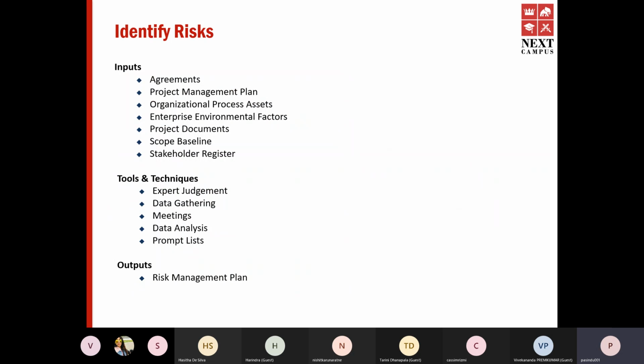Tools, again, for the inputs, it's pretty much the same thing. The only things we have as new documents are the stakeholder register, scope baseline, and agreements. Why do we need the stakeholder register? It would also help us see who will actively take part in identifying risks. Agreements will bring third parties into the picture. So what are the risks around those agreements you would have to discuss and decide? So that also becomes an input for the identify risks subprocess.